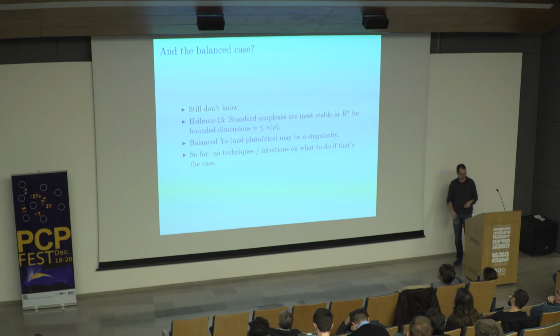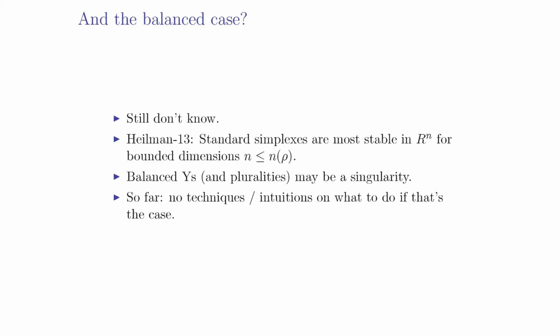So maybe I'll conclude here. Maybe I'll just mention a few more open problems so we're not too late for lunch. So the balanced case, the case of noise stability where we have 1/3, 1/3, 1/3, we still don't know what the answer is. There's a result of Steve Heilman from a couple of years ago that shows that standard simplexes are more stable in R^n if the dimension is low enough as a function of rho, and rho is close enough to 0. Okay, so we really don't understand what's happening here. We have no techniques, no intuition, no guesses. We're completely lost, right? So that's what I wanted to tell you about this part.